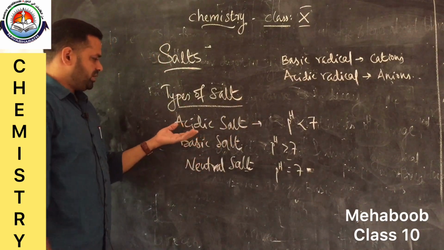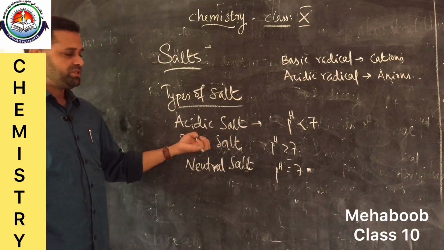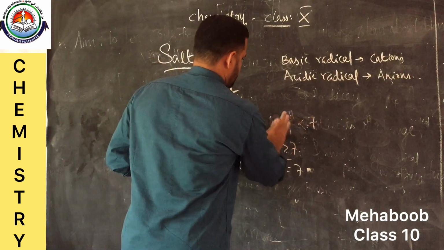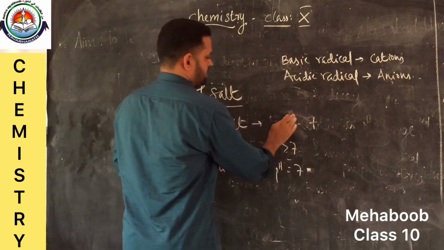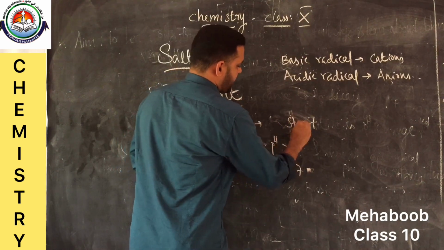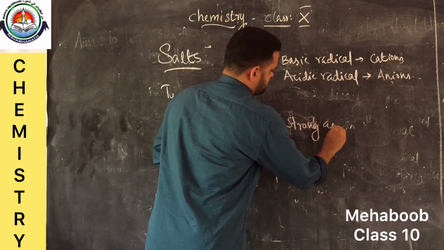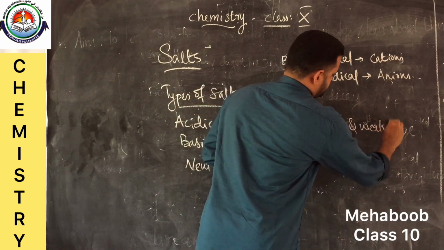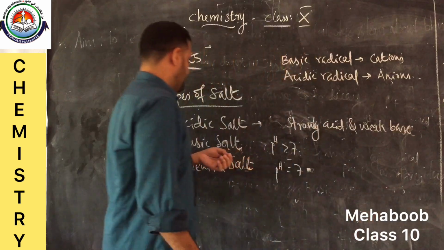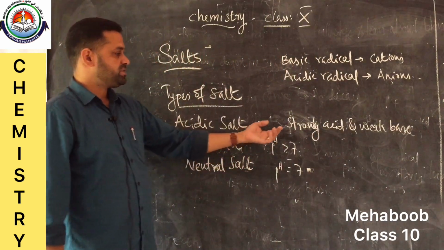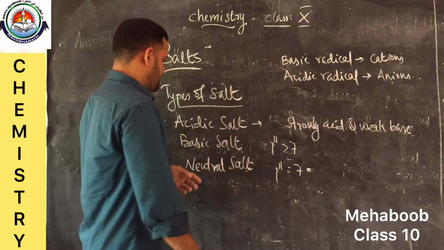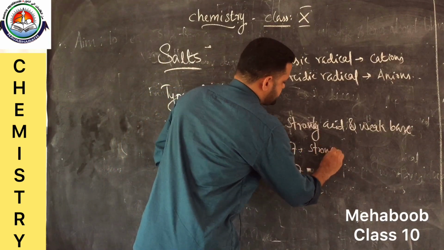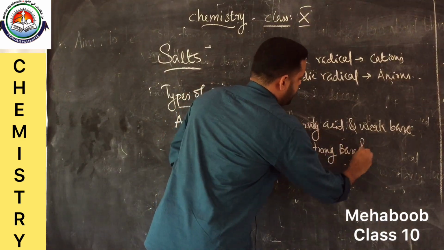Here I told you about acidic salts. Acidic salts are formed by the reaction between a strong acid and a weak base. And basic salts are obtained by the reaction between a strong base and a weak acid.